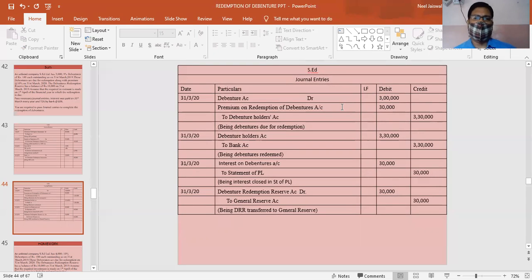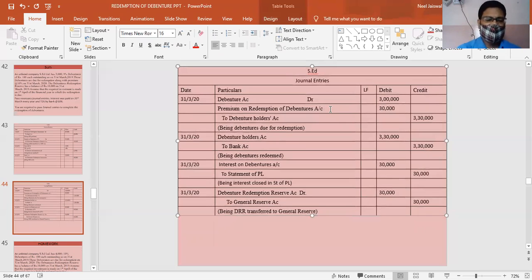If you recall on the issue of debenture chapter, this premium on redemption we used to credit and write under long-term borrowings. That liability will be reduced. Liability having a credit balance, to cancel it out, we are debiting it. So we have debited over here. We have cancelled that liability, premium on redemption of debenture and debenture account debit. So debenture, premium on redemption, to debenture holders. Our sum is done this much.